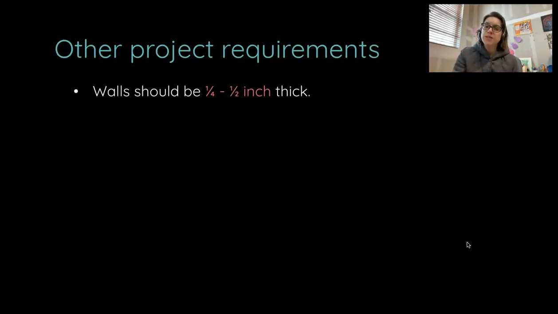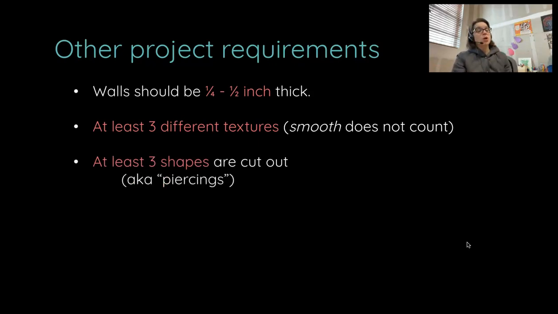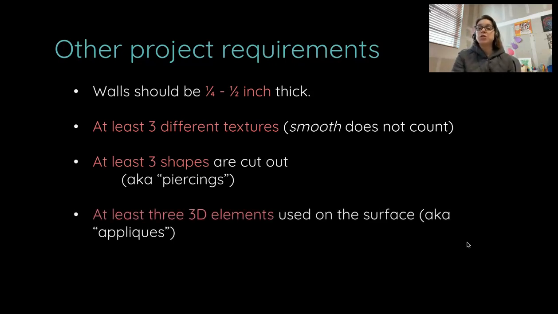Since you're going to be using those wooden slats to roll out your slabs, this should be pretty easy to achieve. We need at least 3 different textures to be used on your house. Smooth doesn't count because smooth is the default of your slab before you add textures. At least 3 shapes are cut out, which are our piercings, and at least 3 3D attachments on the surface. Those are your appliques. That does not include the roof though.